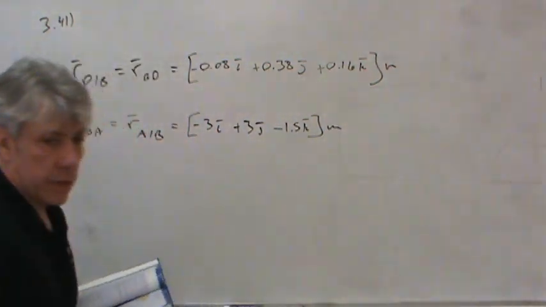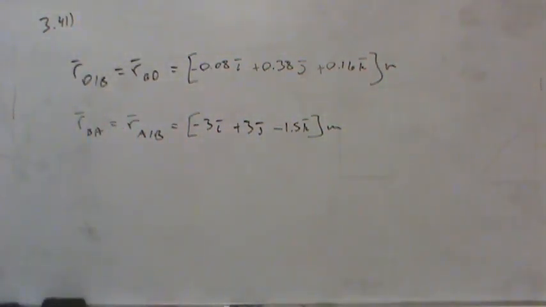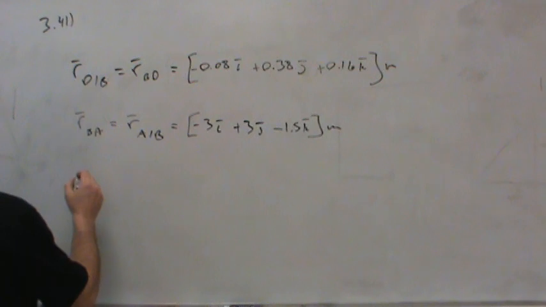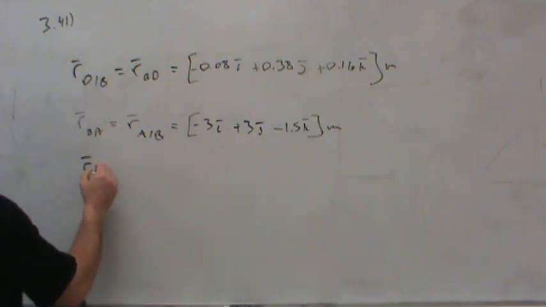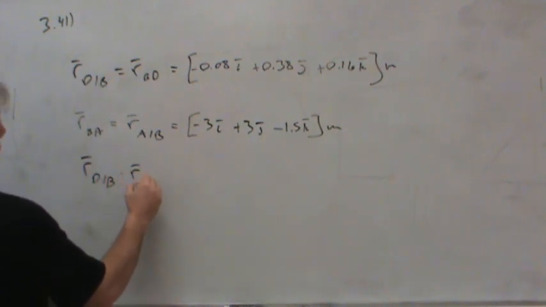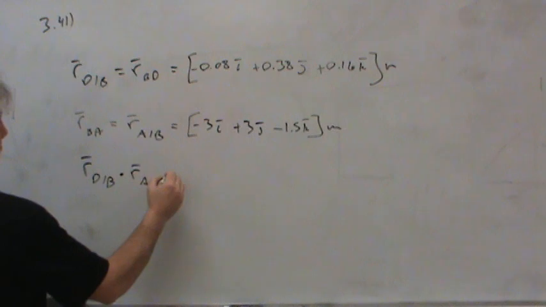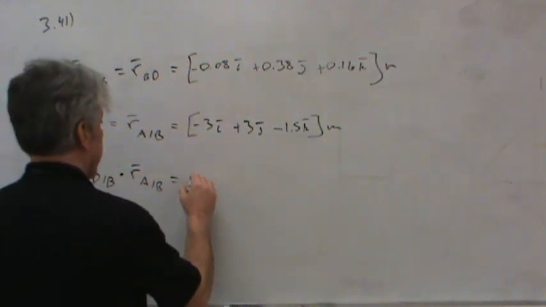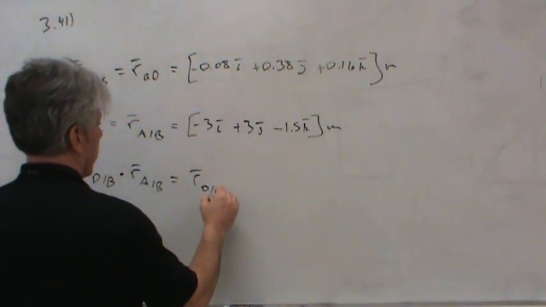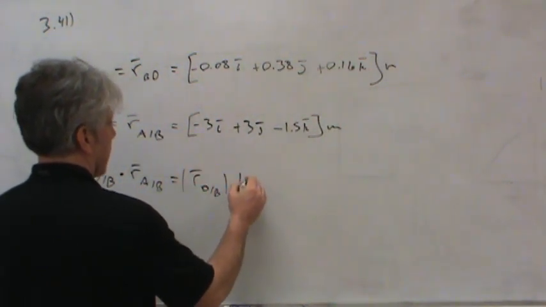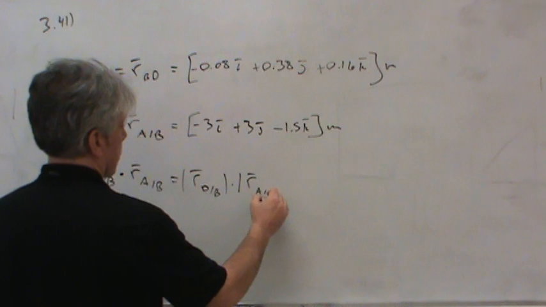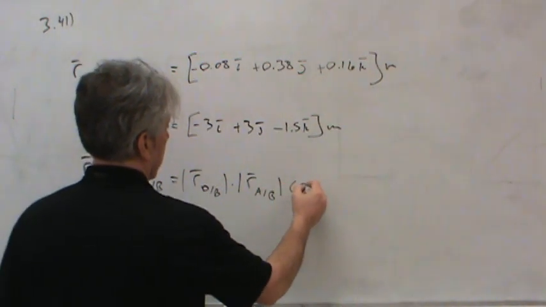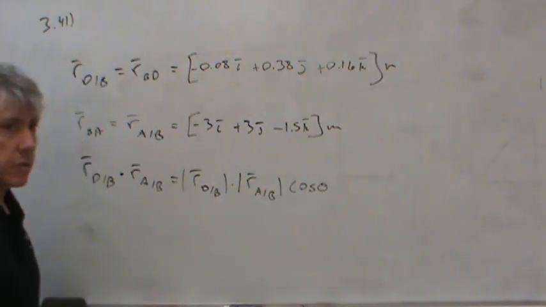The first thing that they wanted us to do is find the angle between these two. So all we need to do is realize that for the dot product, it doesn't matter what the order is. We can take D with respect to B dotted with A with respect to B, or the other way around, and we would still get the magnitude of D with respect to B times the magnitude of A with respect to B times the cosine of the angle theta between those two vectors.